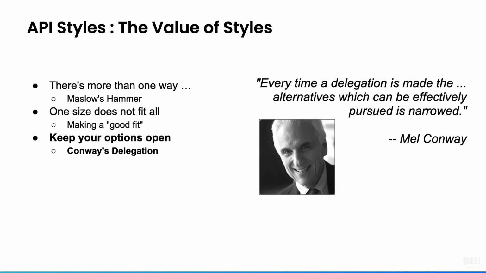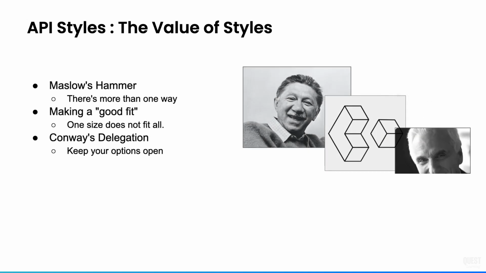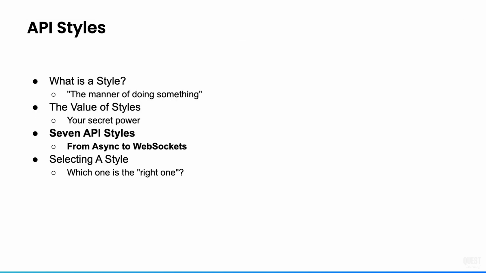And more importantly, you want to keep your options open. Knowing that you've got more than one style means you have more than one option, more than one opportunity. And this calls to mind Conway's delegation, which is an aphorism that says every time a delegation is made, a decision is made, alternatives which can be effectively pursued are narrowed. You have fewer options. Every time you decide something, your options narrow a little bit. So making a good choice now about a style will keep your options open in the future. So there's more than one way to get a good fit, and you always want to avoid the Conway delegation problem. So how many styles are there?